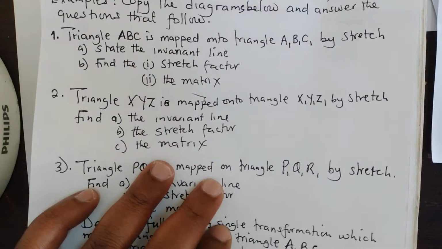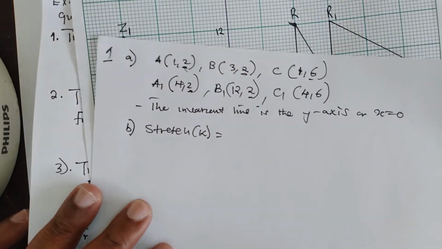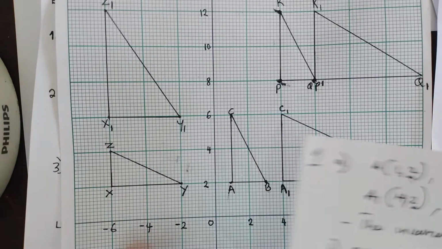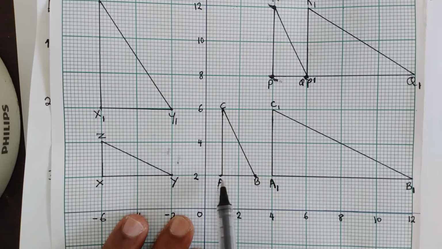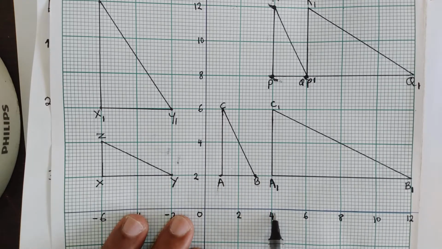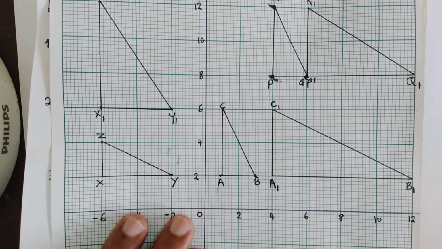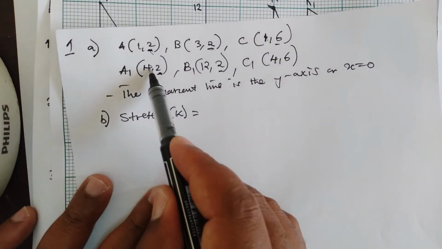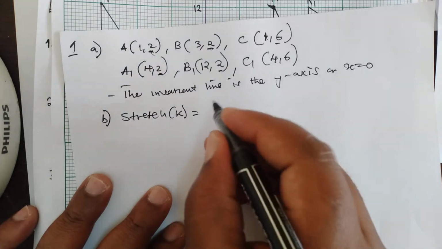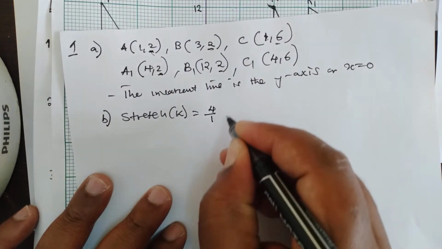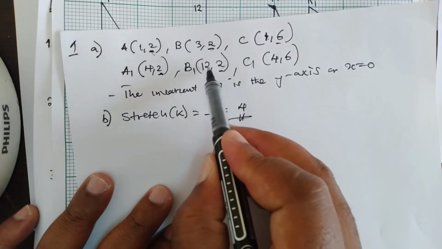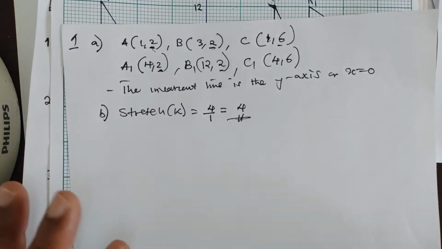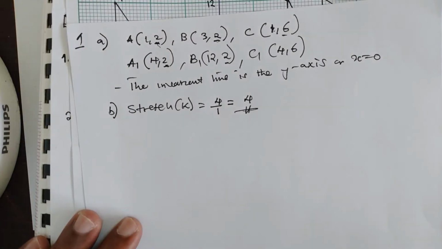So the invariant line here is the y-axis. If you look at A1, the distance of this one from here is 4. The distance of this point from there is 1. Or you just use the coordinates. You just say 4 divided by 1. What is the answer? It is 4. If you want, you can say 12 divided by 3. It is 4. So that is your stretch factor.